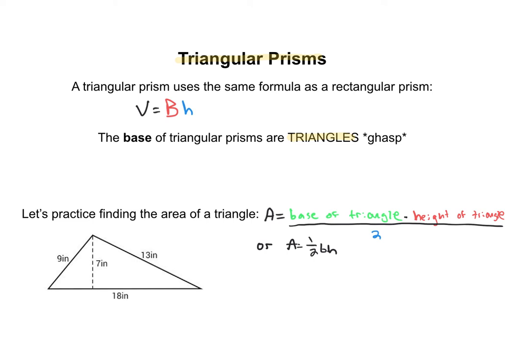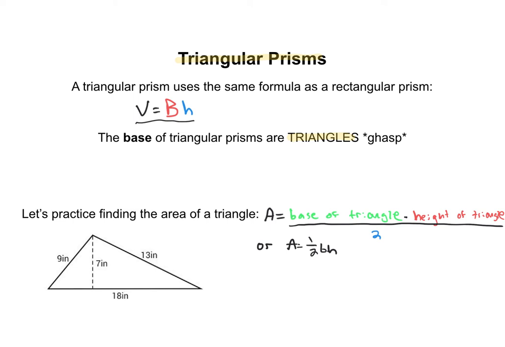Now this can be confusing because volume is also base times height. So when we're working with triangular prisms, it's going to be really important to differentiate. Are you talking about the area of that face, or that base of the prism? Or are you talking about the base of the base? I know, it's a lot. But let's color code this and make some sense of it.